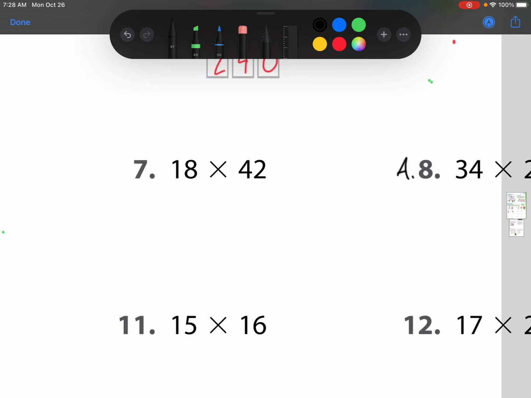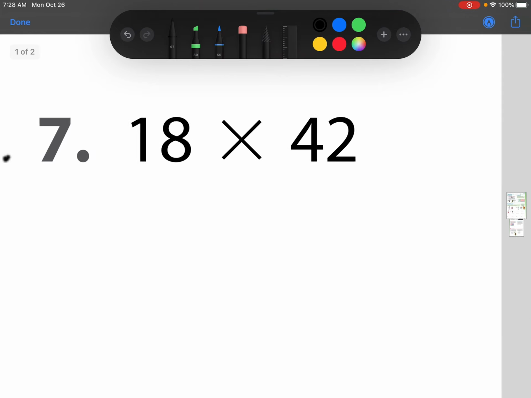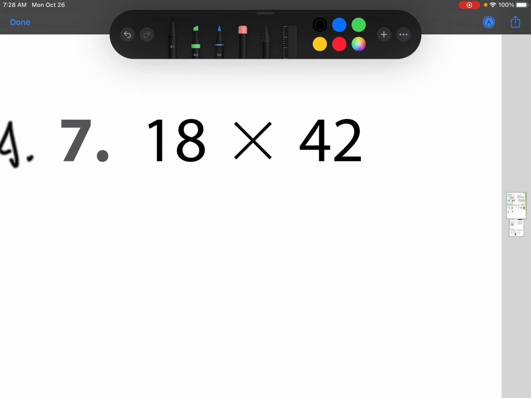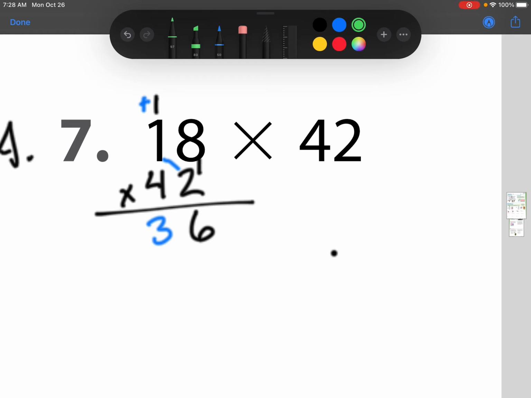All right, this row I'm also going to be doing the algorithm. In the next row, we'll try it with the partial products. 18 times 42. All right, so let's begin. 2 times 8 is 16, so I regroup that 1. Then we go 2 times 1 is 2, plus 1 is 3. So that first part is 36.